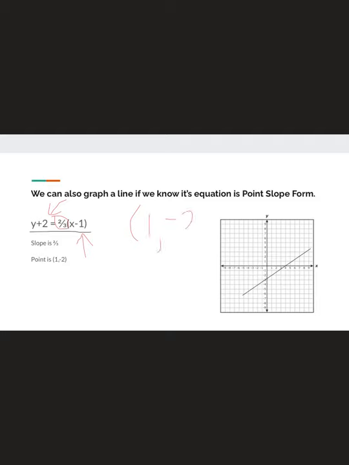If you don't understand why that happened, we need to talk a little bit, so make sure that you check with your teacher in academic coaching. But the point that we're going to get is always going to be the opposite of the numbers in this point slope form because of the subtraction that's involved. All right, so 1 and -2 is my point that's on the line. If you go over to 1 and -2, you'll see that point is on the line.